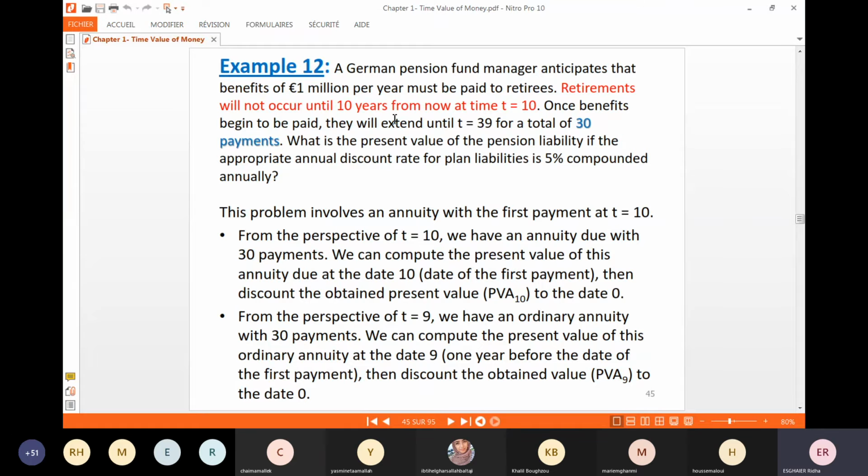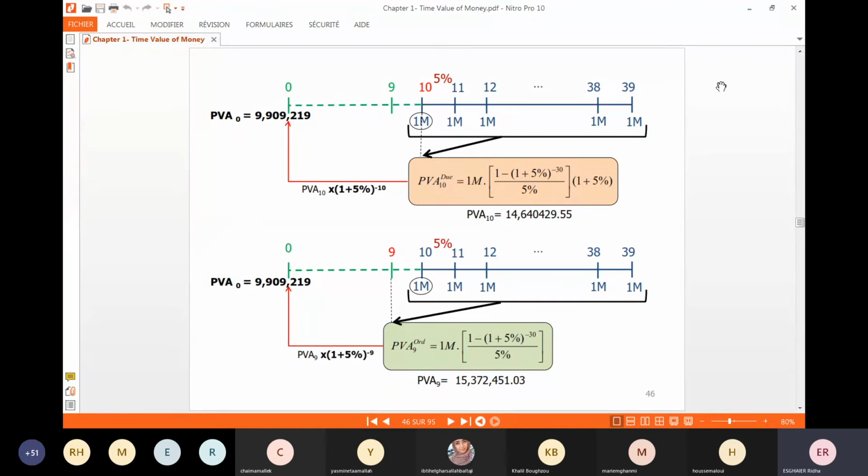To be able to solve this problem, we will need to convert it into a timeline first. So we draw a timeline. This timeline starts today, the date 0. Forget about the numbers and the calculation now. Just the timeline and the timing of each amount. This is today, and this is 10 years from now, year 10. From year 10, we will pay the first amount, then year 11, year 12, until year 39. We have 30 amounts to be paid, 30 A's.